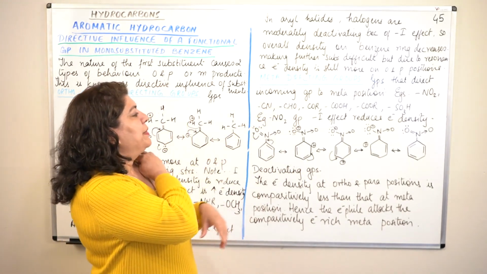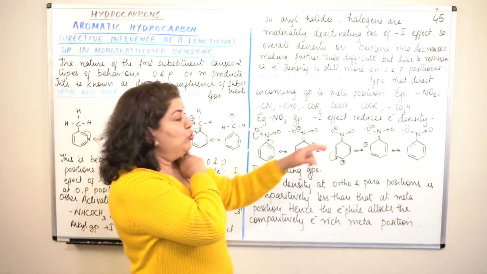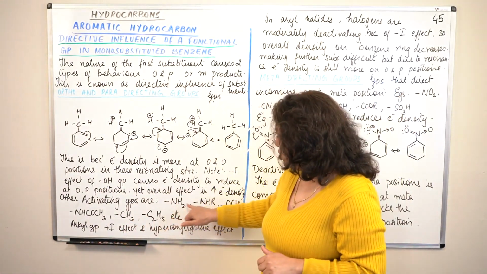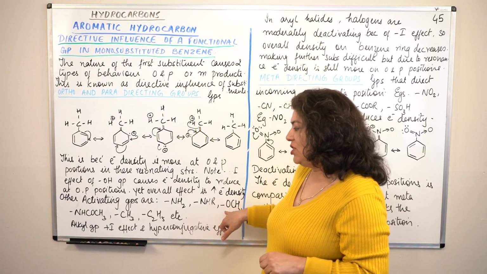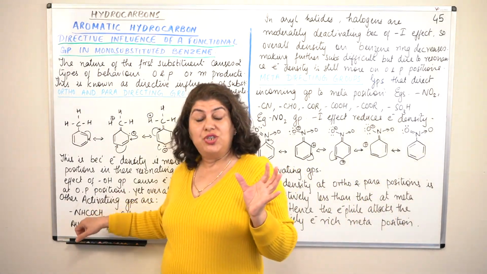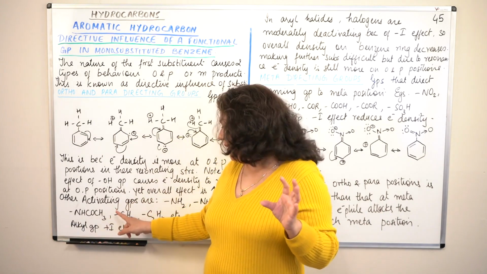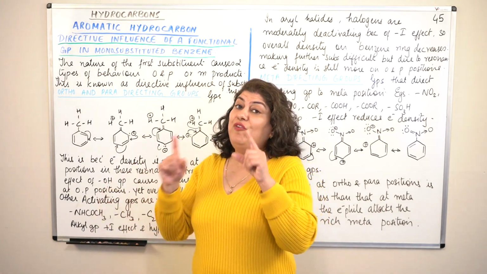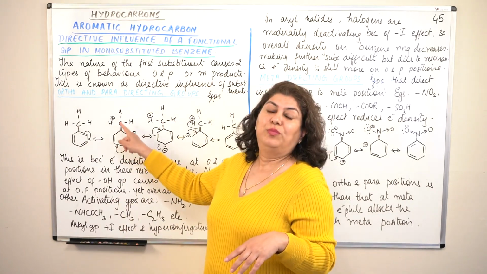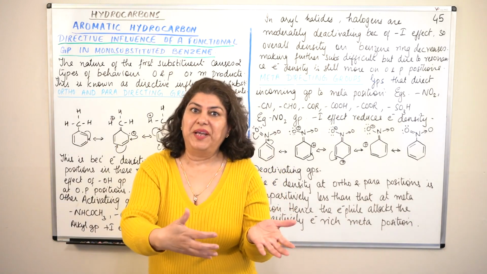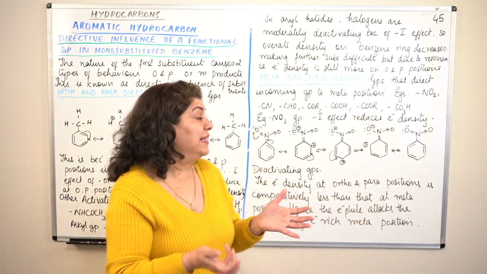So incoming group to meta position. Examples of these are NO2. Now you will say, I told you here that all of these groups have NH2, NHR, OCH3. I told you NHCOCH3. They all have nitrogen, and I told you since nitrogen has that lone pair in these structures, that lone pair can be used to form the double bond, and therefore they provide that pair of electrons to the ring and increase the electron density in the ring.